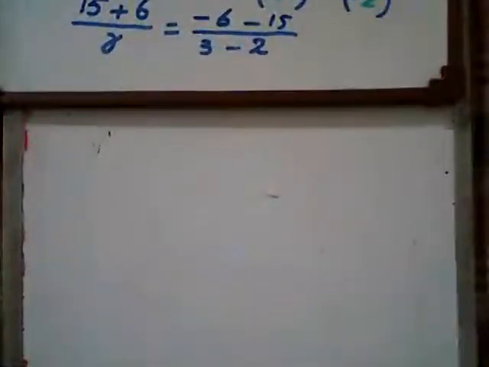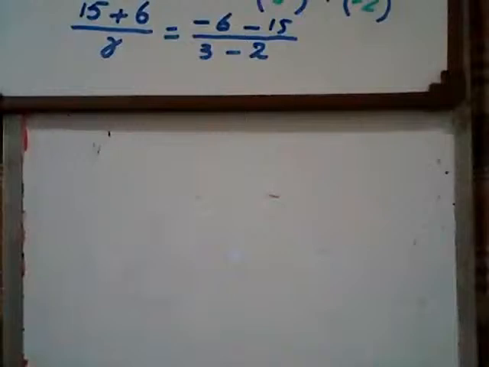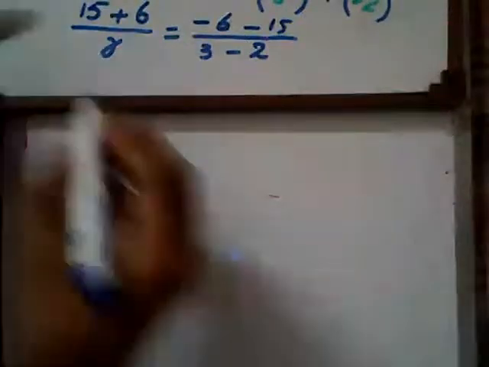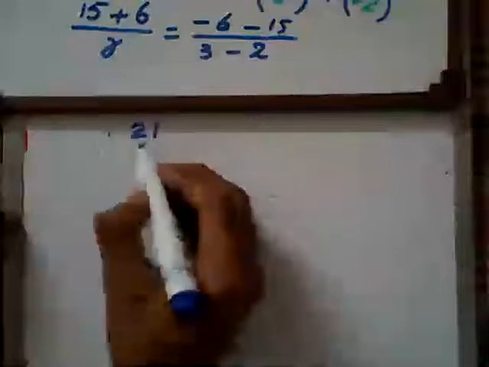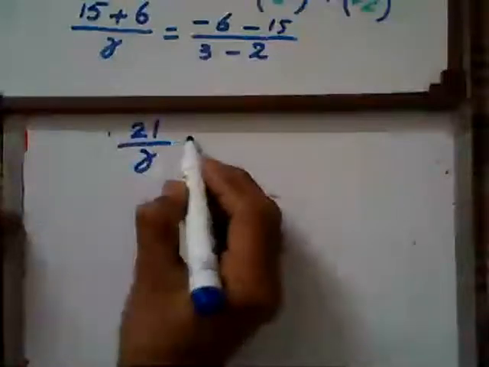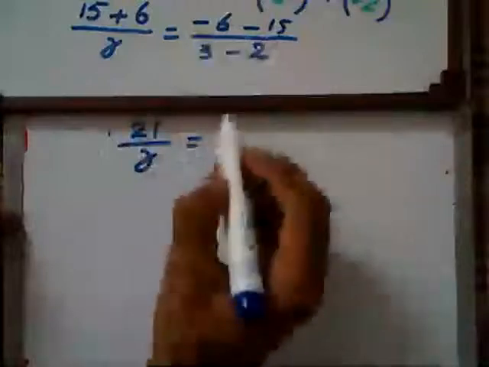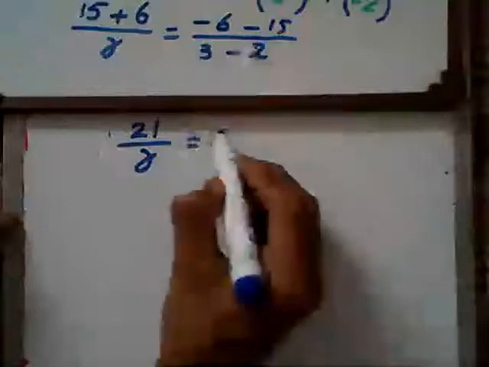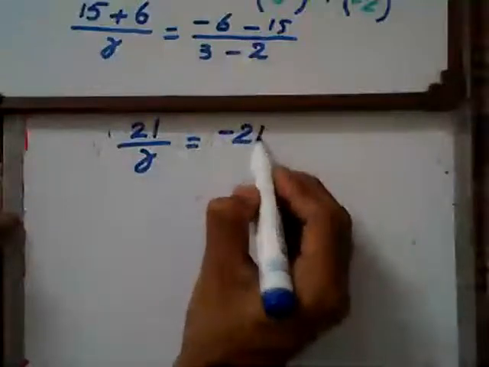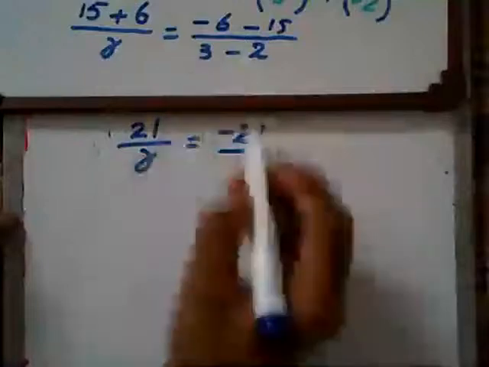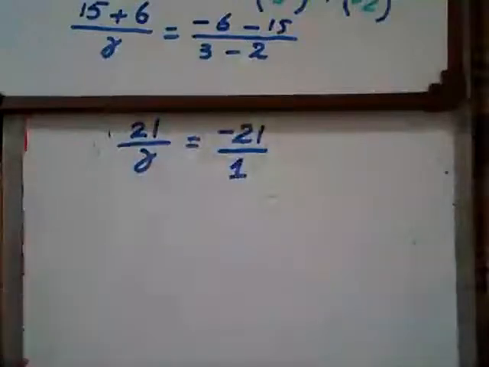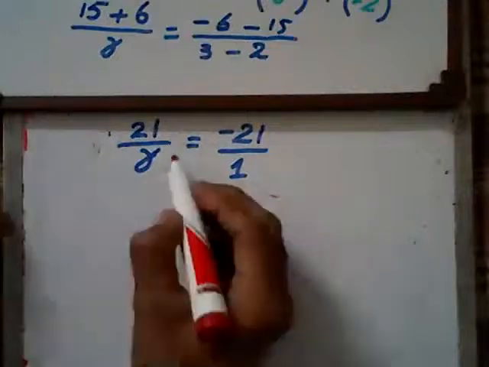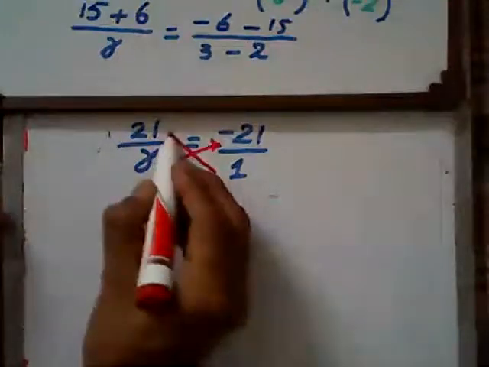Now we have this equation. Now we are solving: 15 plus 6 is 21 over R is equal to. Here you can see this is the same sign, so we'll be adding them and putting the greater number's sign, minus, so 21. Different signs, subtract, so 3 minus 2 is 1. So here there is a fraction on both sides, so what may we do? We may do cross multiplication.